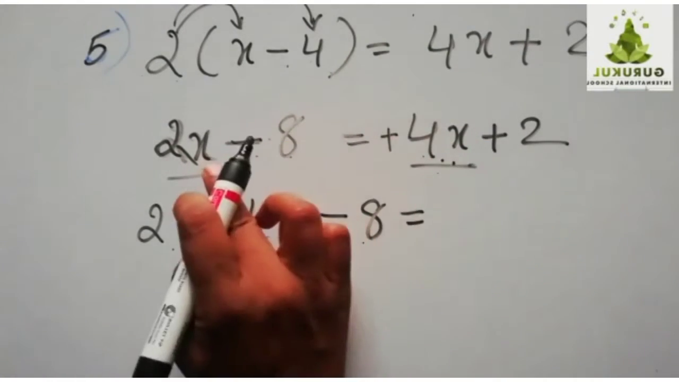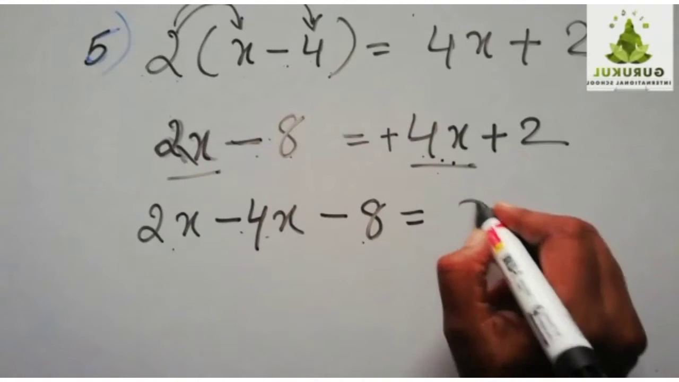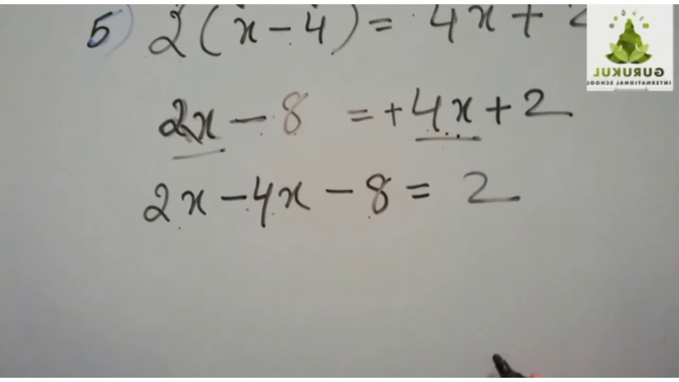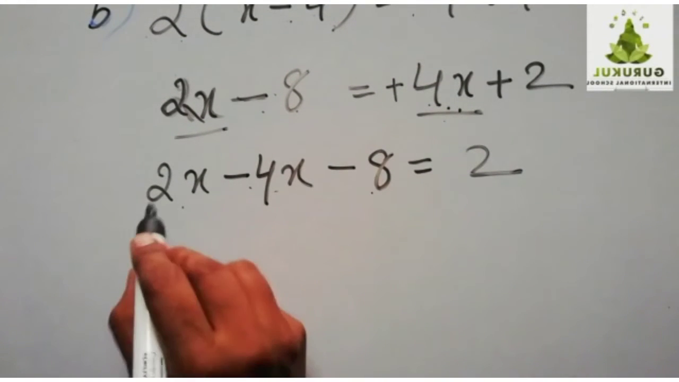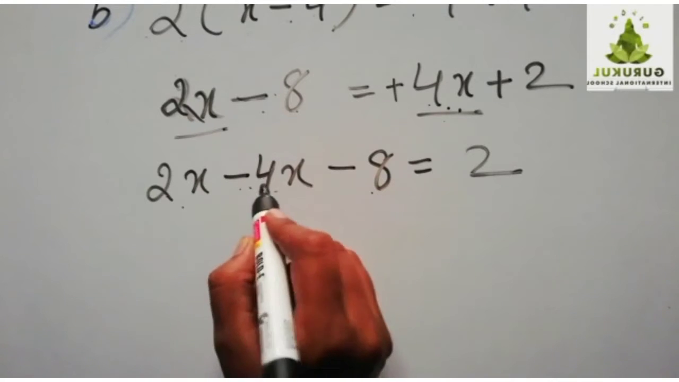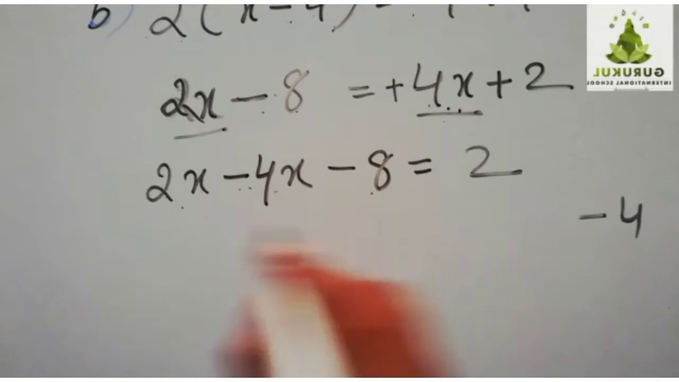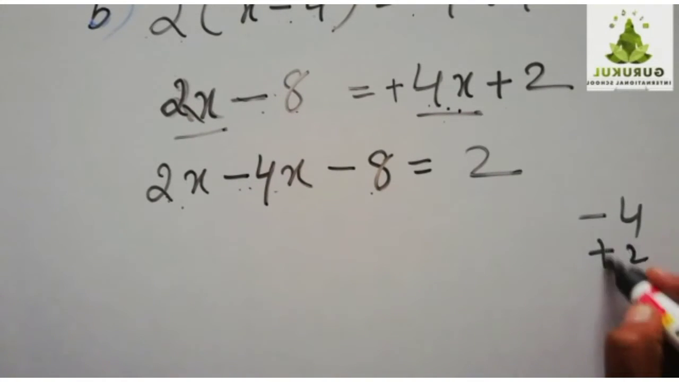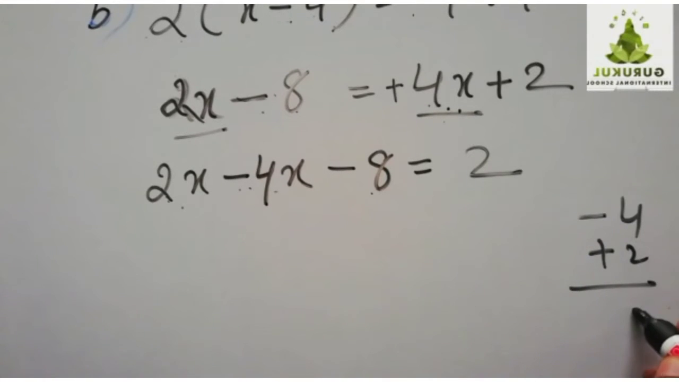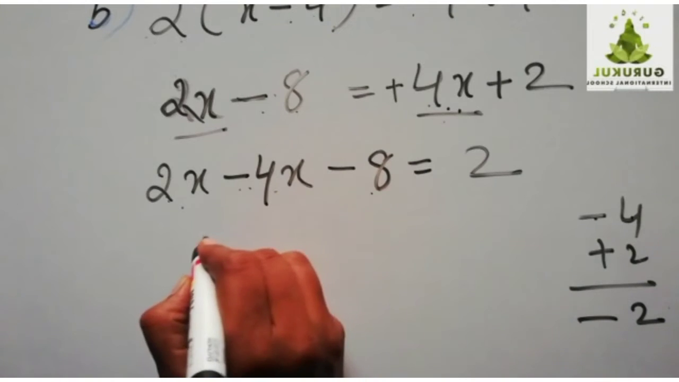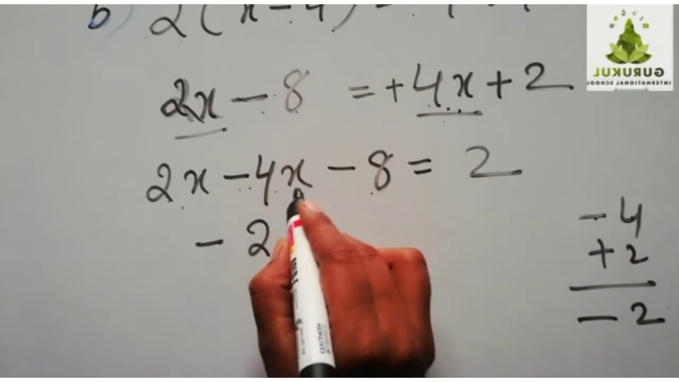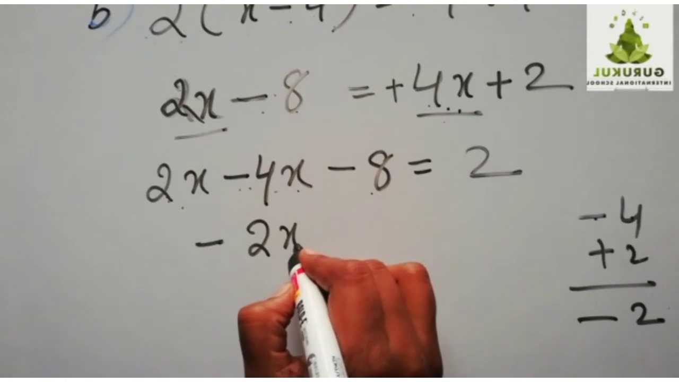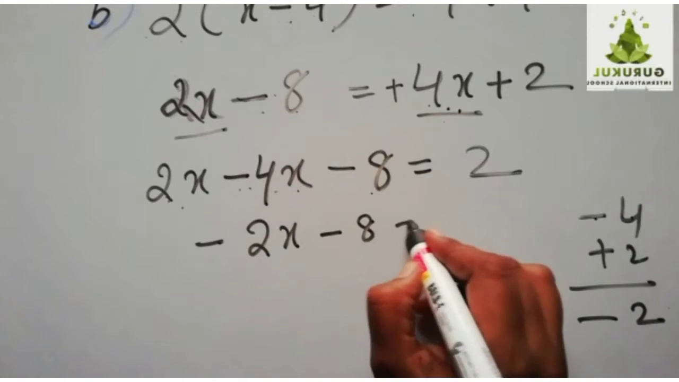Now this went to the other side. So what is remaining here? 2. Is it clear? Now you know how to subtract like terms. Now 2 minus 4. Here it is minus 4 and 2 means plus 2. Different sign, subtract. 4 minus 2 is 2. Put the sign of the greater number, minus. Is it clear? So you are getting minus 2. What is the term here? x. The variable is x.